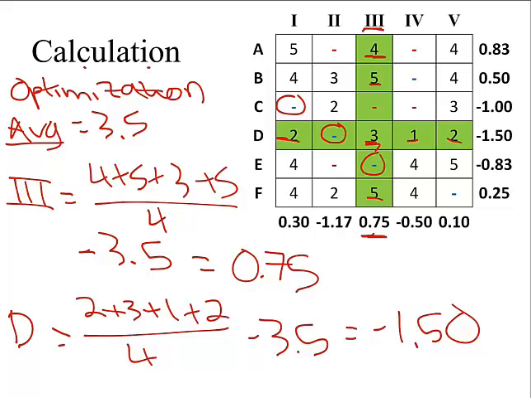So notice now that the bias for movie 3 is positive. It's 0.75, which means it's 0.75 higher than the mean, which is as we expected, because we said that movie 3 was just a very good movie. And then for user D, it's negative 1.5, which is much lower than the average, which is as we expected, because we said user D was a very harsh critic.